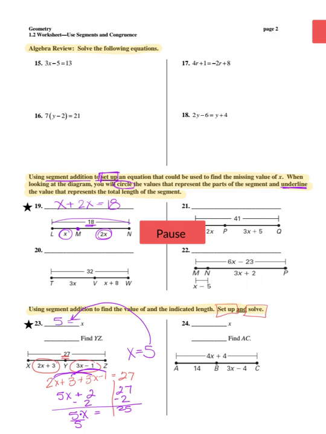Then they ask us to find YZ. Looking at the picture, Y to Z is the second part of the diagram. So we will just take our information here, 3x minus 1. In for the x, we will put our 5. So 3 times 5 minus 1. 15 minus 1 gives us a grand total of YZ equal to 14.